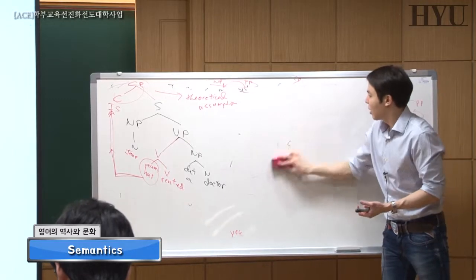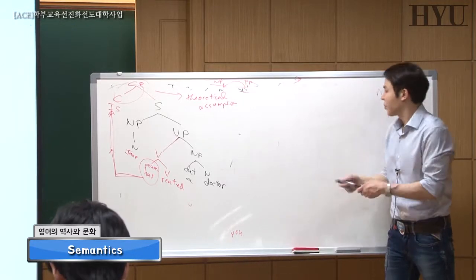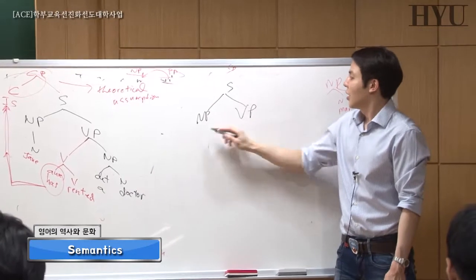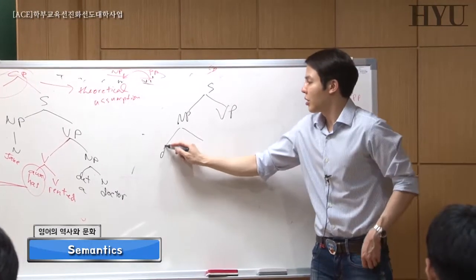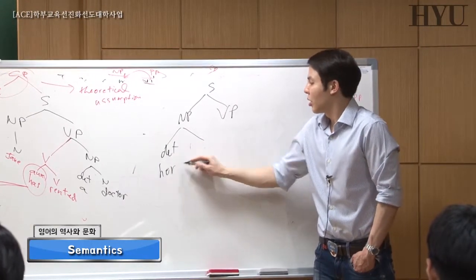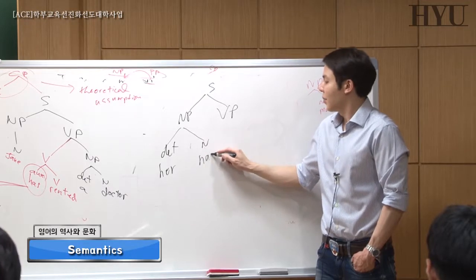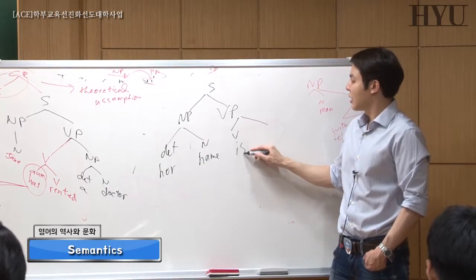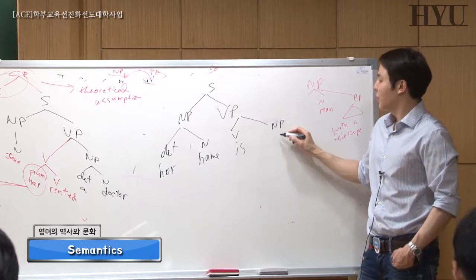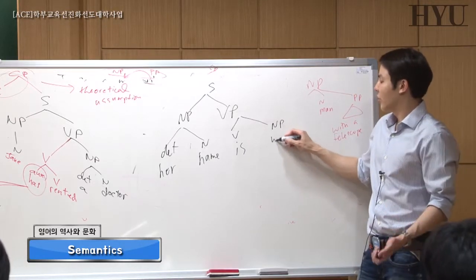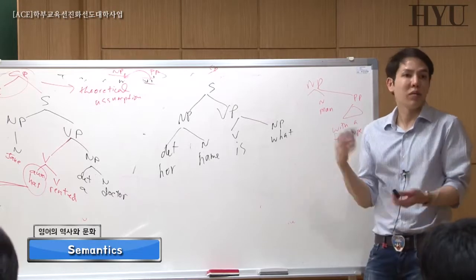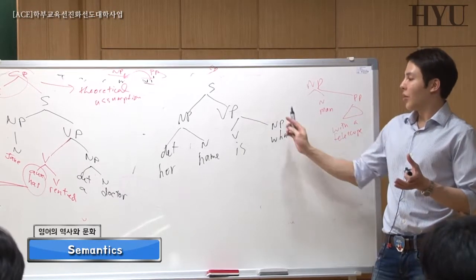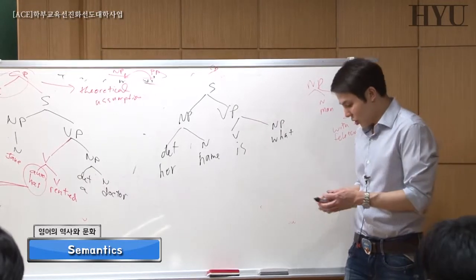So let's say her name is what, right? So we have S goes to NP and VP. So here is determiner, her, name, right? And then the VP, the V is, let's say NP here, Jane, or whatever. And then how did it become what is her name?